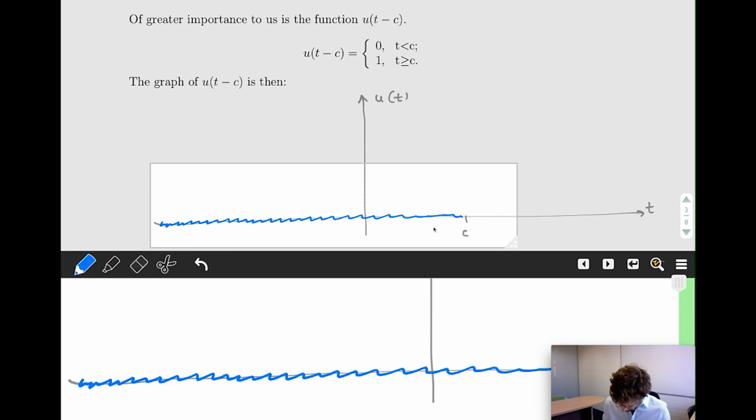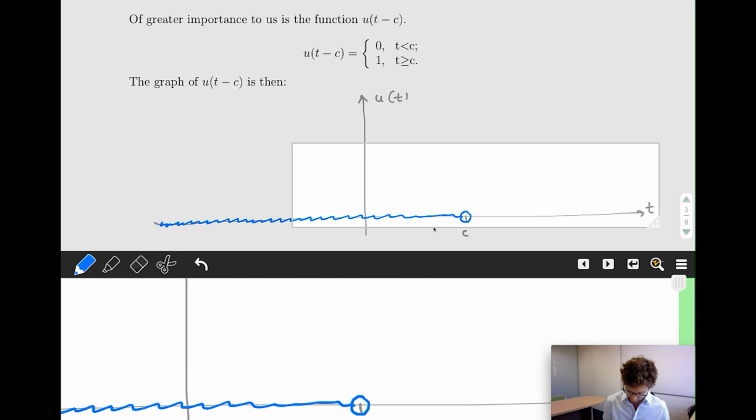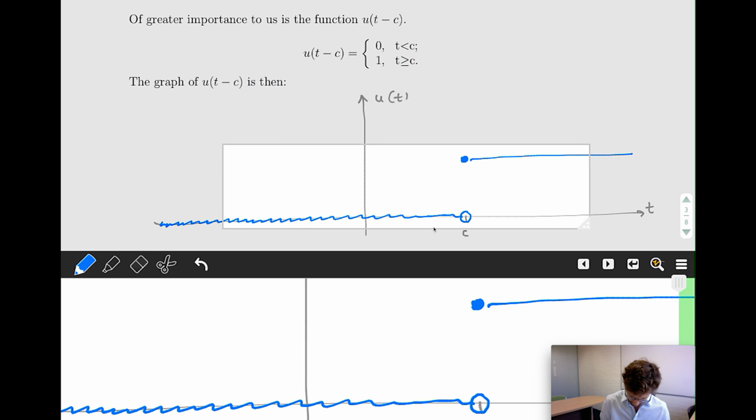Once again, we're not including that point at t is equal to c. So at that point we jump up to the value 1. So that's the value 1 right here.